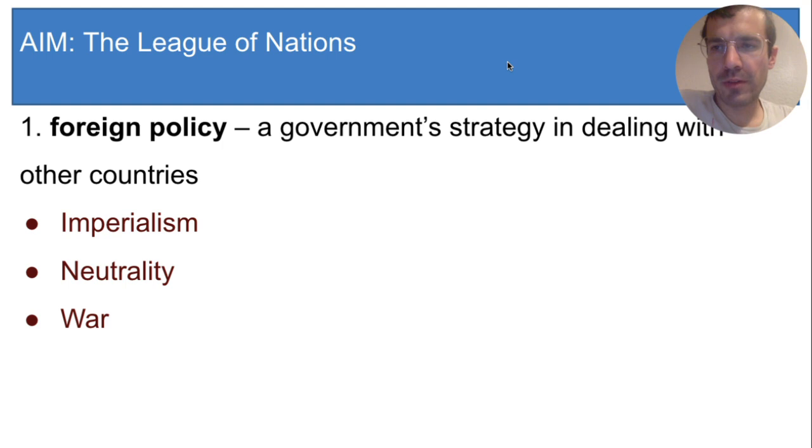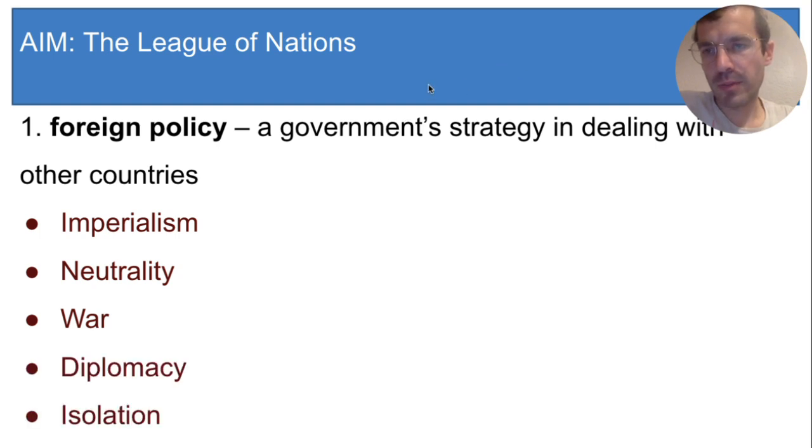At the beginning of this unit, you learned the term foreign policy, which is a government strategy in dealing with other countries. So far, we've seen some different examples of US foreign policy, like imperialism, where the government takes over other countries, neutrality, where the government promises not to take sides in a war, and war, where the government sends soldiers into battle. When World War I started, President Woodrow Wilson pledged neutrality, but after the sinking of the Lusitania and the discovery of the Zimmermann telegram, he changed his mind and America joined the war.